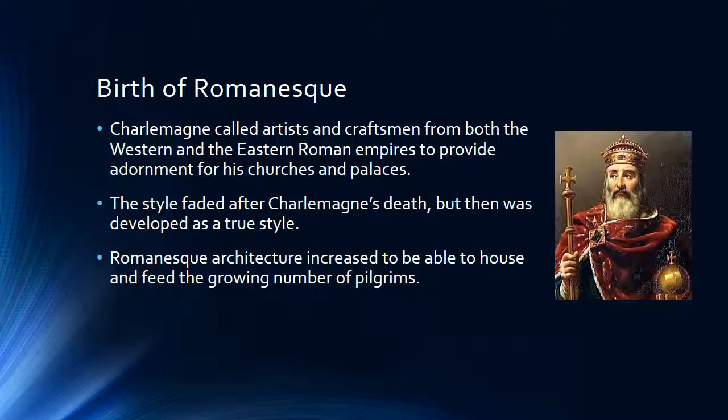Birth of Romanesque. Charlemagne called artists and craftsmen from both the Western and the Eastern Roman empires to provide adornment for his churches and palaces. The style faded after Charlemagne's death, but then was developed as a true style. Romanesque architecture increased to be able to house and feed the growing number of pilgrims.